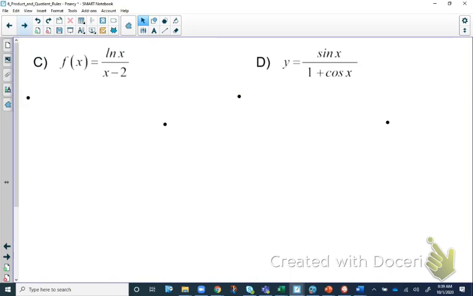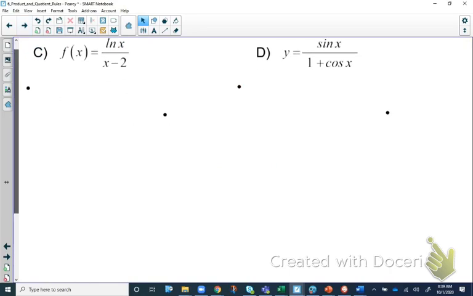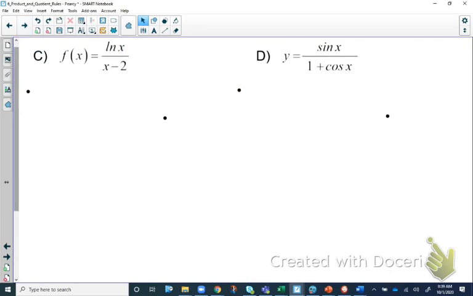Now we're going to get into a couple of little interesting problems here, partly because these are going to be working with some transcendental functions. We have our natural log on example C, and we have some trig stuff on example D. Now the process that we're going to approach with this really isn't going to change. So I'm still going to do low D high minus high D low.